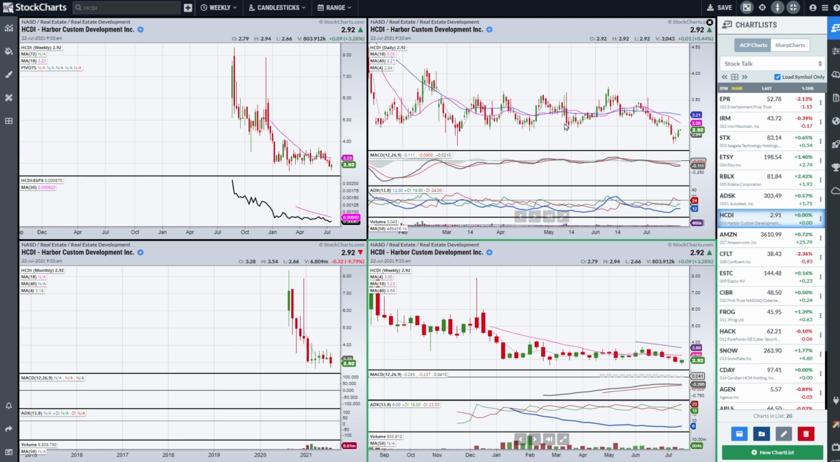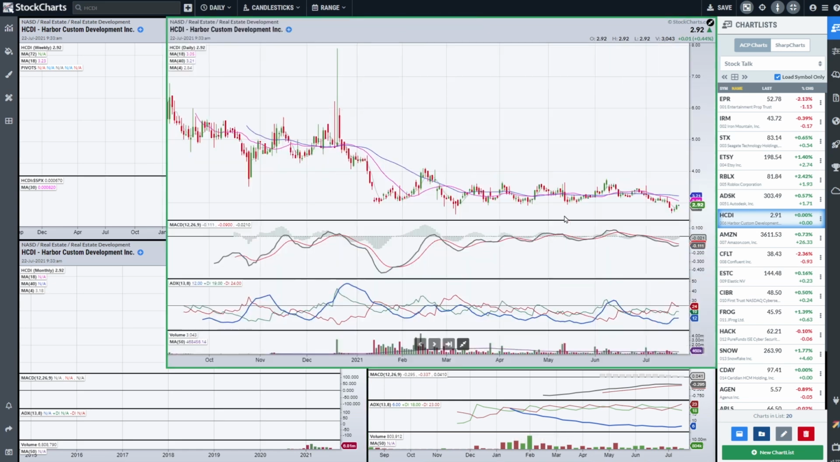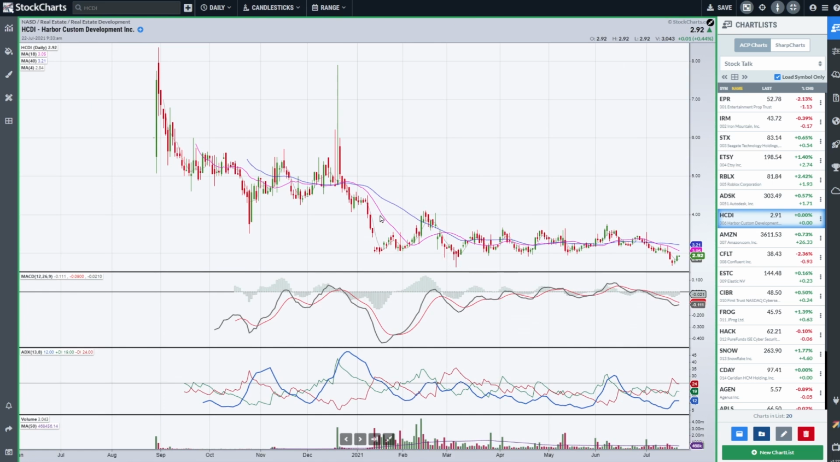HCDI. Again, there's not enough history here, so I want to just focus on the daily chart. We had a declining phase, and now we're in a basing phase. The question is, is this base going to hold this prior support area? I don't see a whole lot going on in this right now.